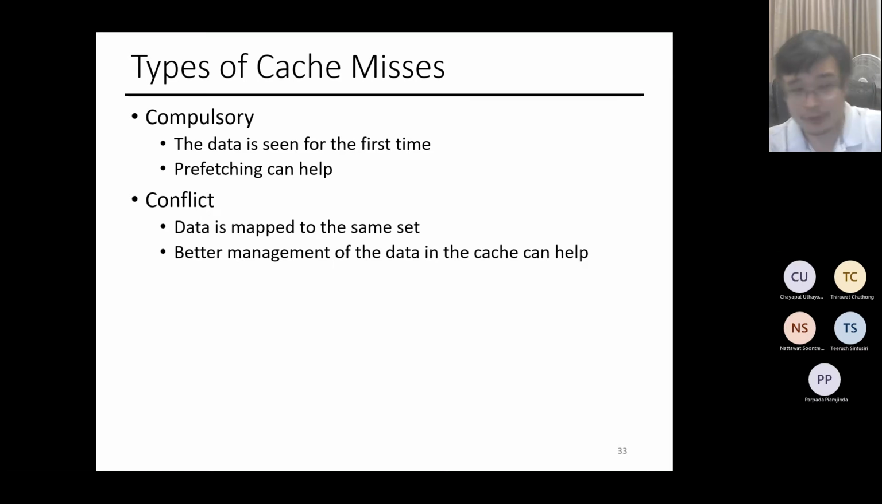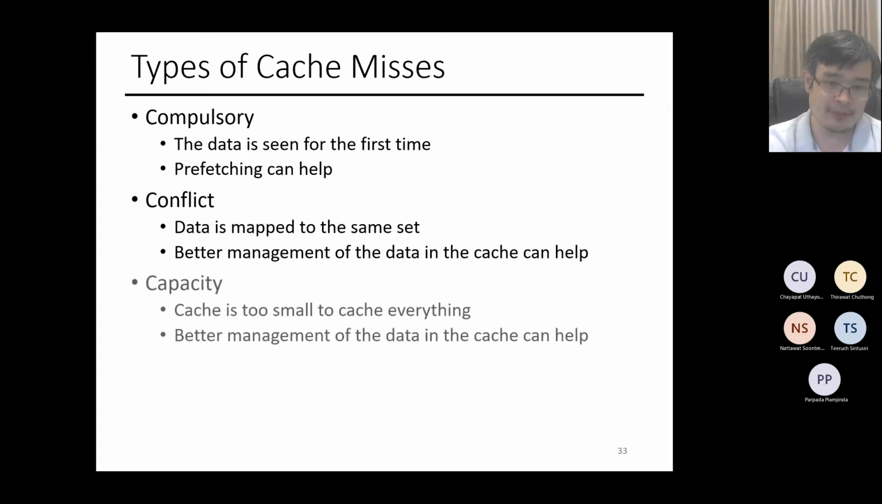The next type is conflict miss. The conflict miss is when I talk about set thrashing. That example is a conflict miss. You might have room in the cache, but that set is full. The data is mapped to the same set. Then there's a conflict miss. Capacity miss is basically you run out of cache. Your cache is too small.